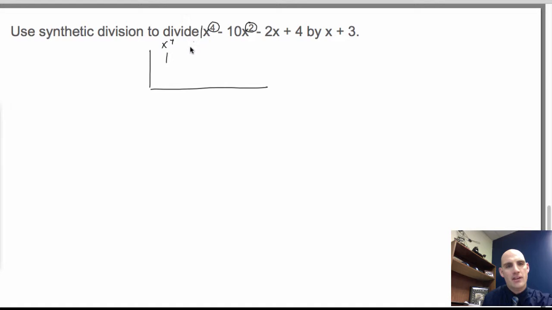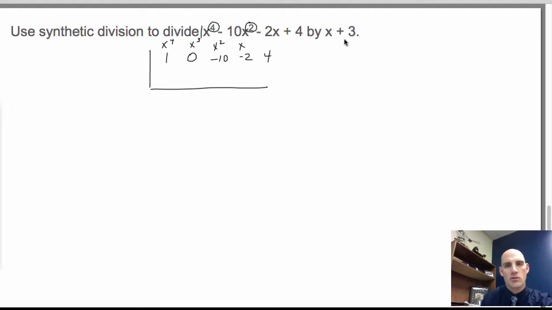Well, I have to have an x to the third term, and since I don't have one, I've got to put a 0 in as a placeholder. I've got to go all the way down the line in terms of the degrees of the exponents. So then my x squared term is going to look like a minus 10. My x term is going to be a minus 2. And then my constant is a 4. So here is my setup.